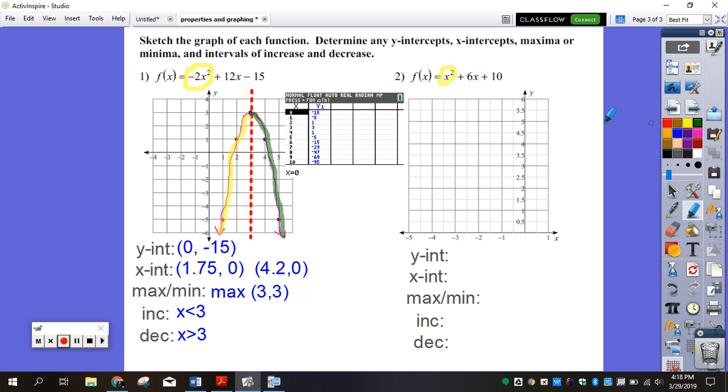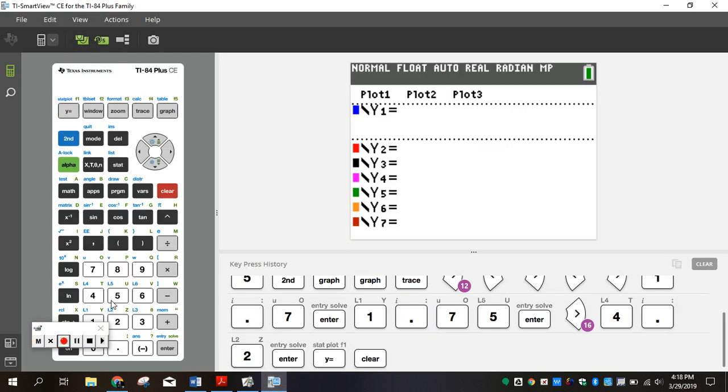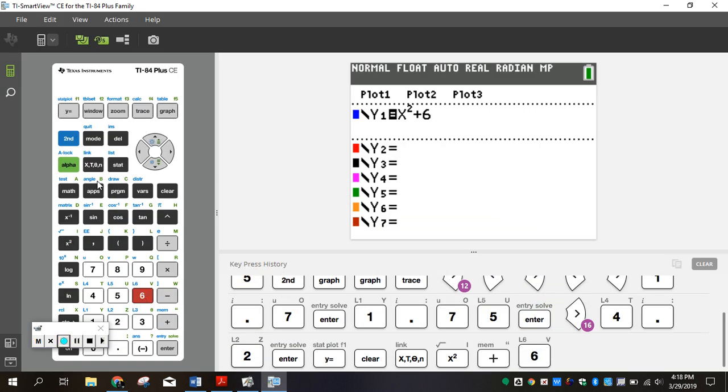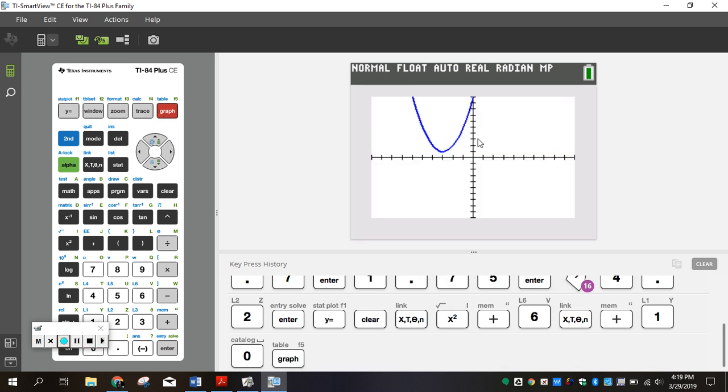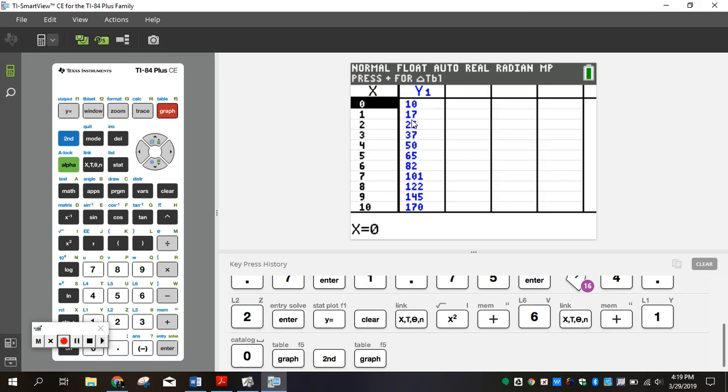Alright, so doing those same steps with number 2, just to review, I went to y equals and entered my equation. So y equals, clear out what's there, x squared plus 6x plus 10. I can look at my graph. It is pointing upward like I anticipated. Go to the table, so second table. And when I look at this table, I'm not seeing that increase and then decrease that I need for my graph. So I'm going to go up a little bit to see if I can find what I need.